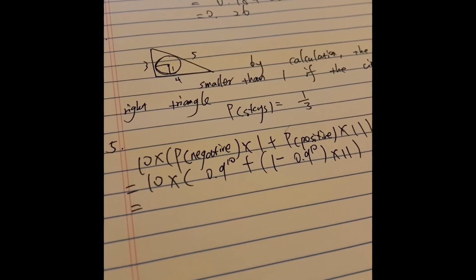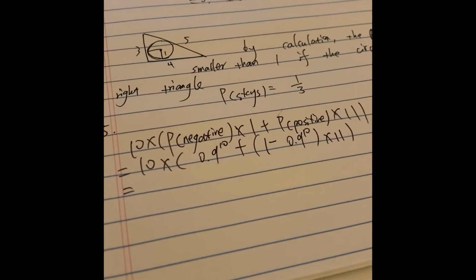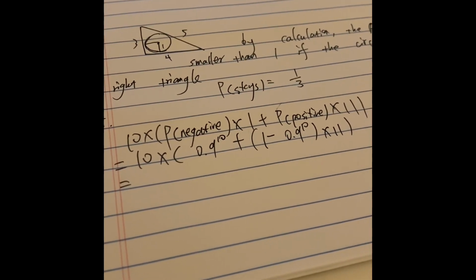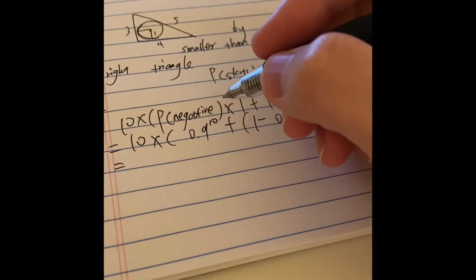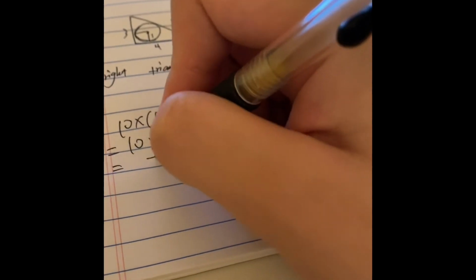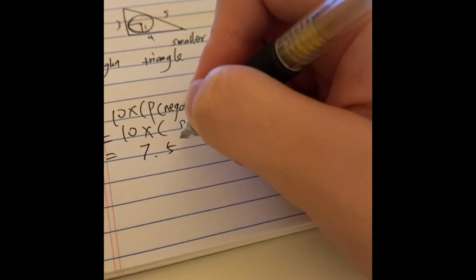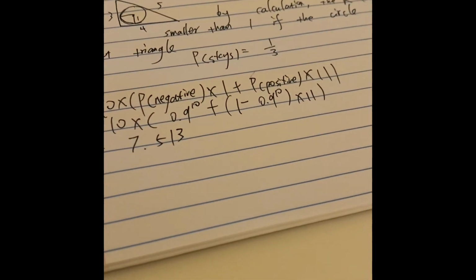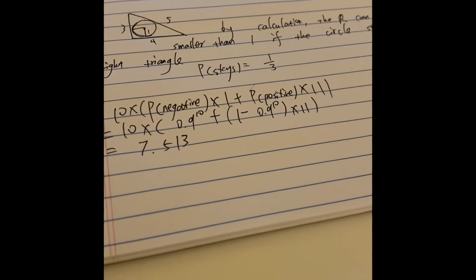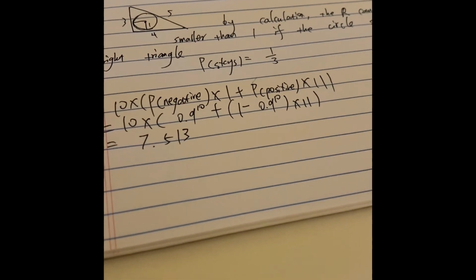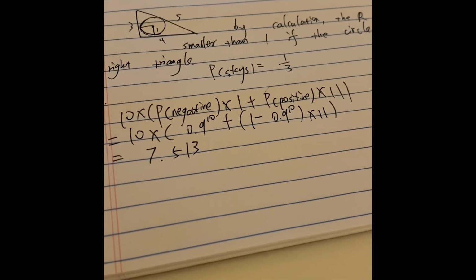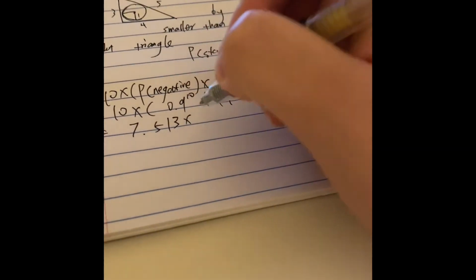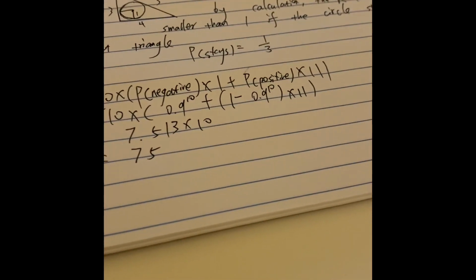Okay, and I used my computer to get the final answer, that is 7.513. Okay, so the average number of tests equals 75.